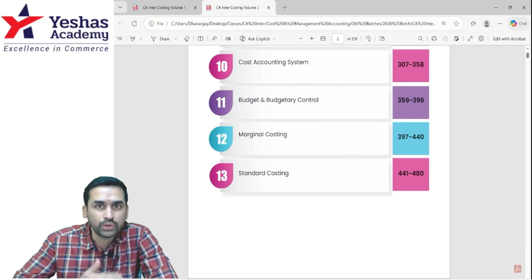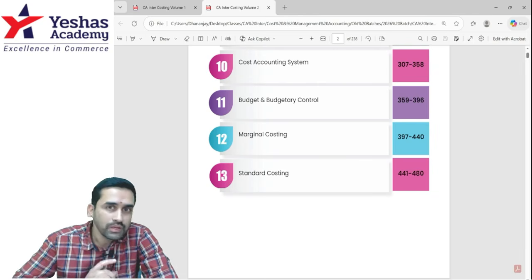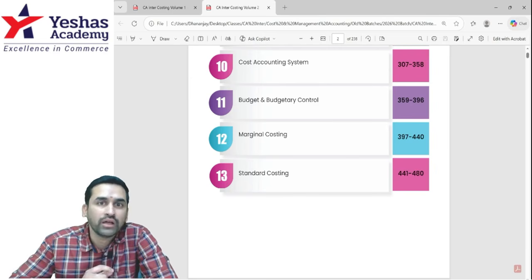More than one product, two different selling prices and two different variable costs, such questions make sure you do at least one. And then there is one small concept related to both service costing and marginal costing called cost indifference point. At least one sum on that, revise and go.